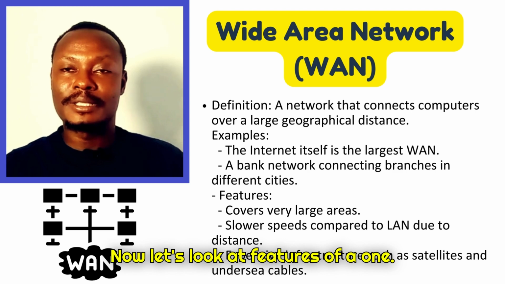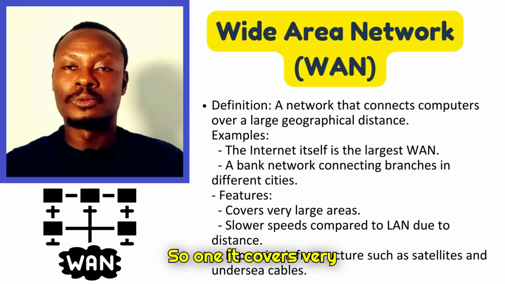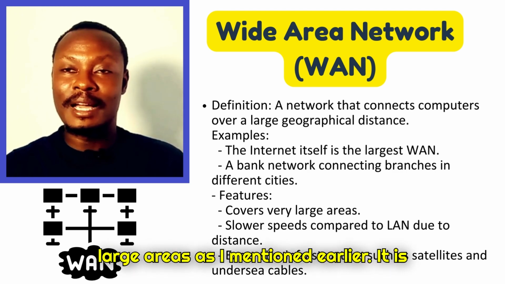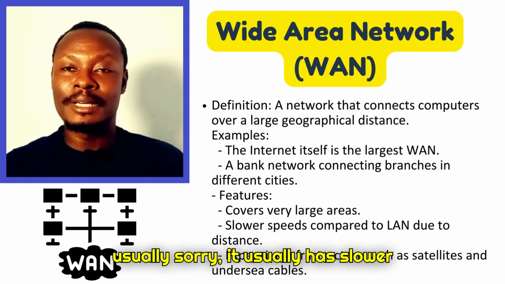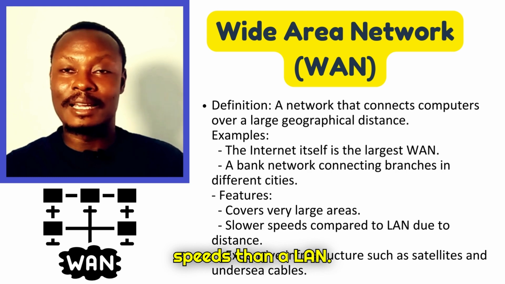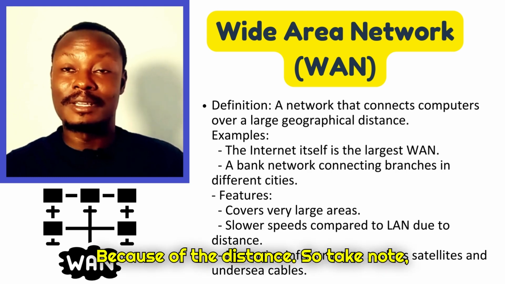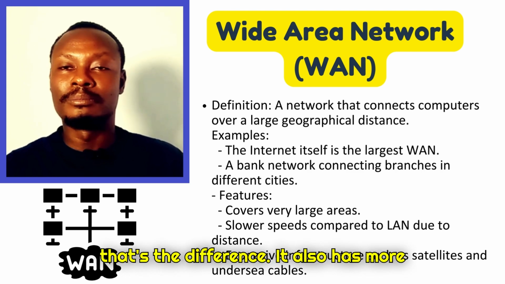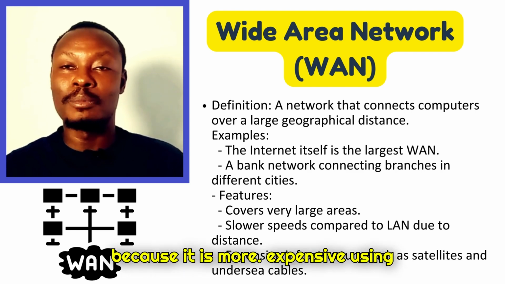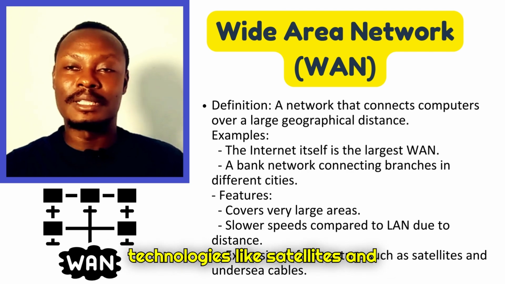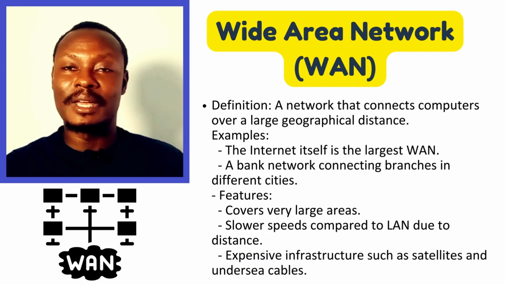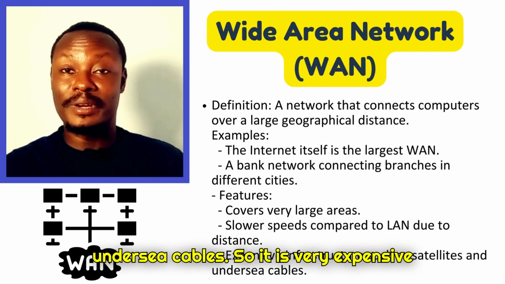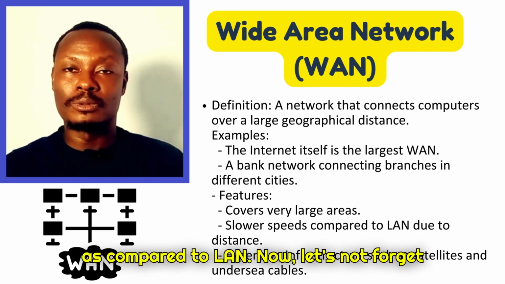Now, let's look at features of a WAN. So, one, it covers very large areas, as I mentioned earlier. It usually has slower speeds than a LAN because of the distance. So, take note, that's the difference. We can say it is more expensive, using technologies like satellite and undersea cables. So it is very expensive as compared to a LAN.